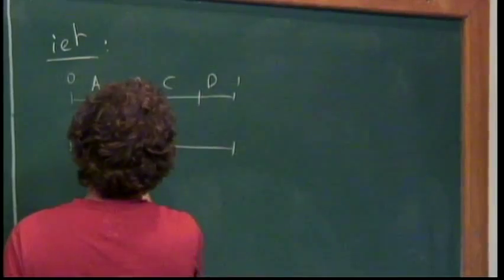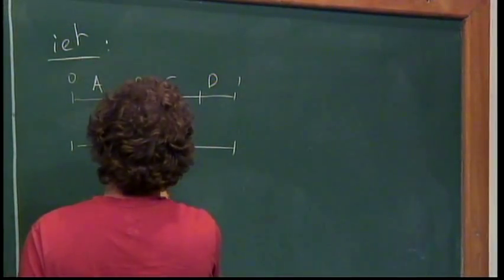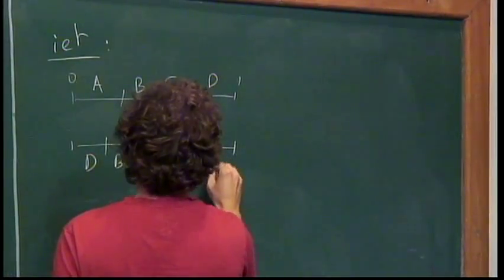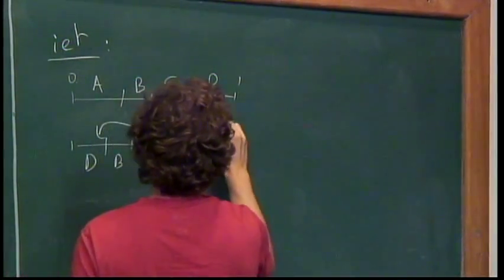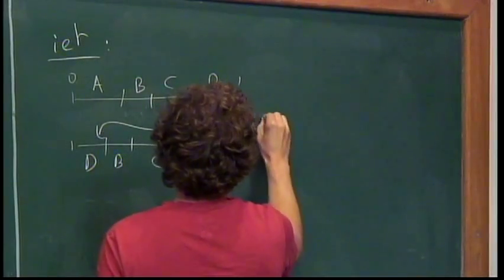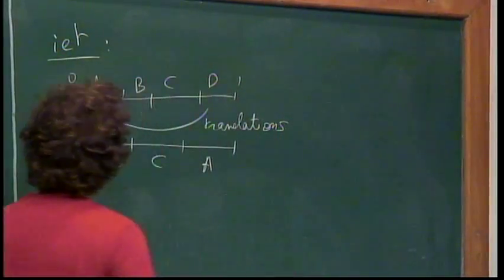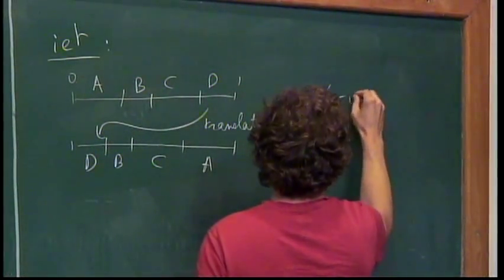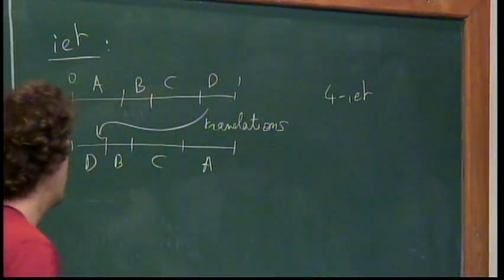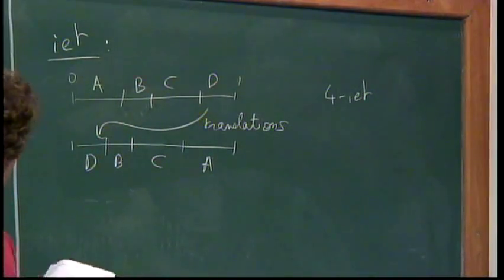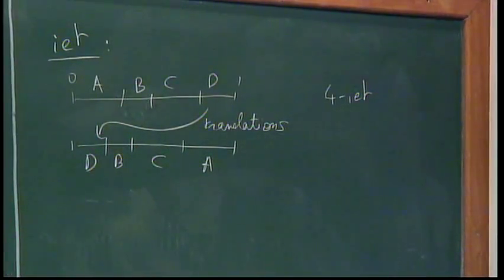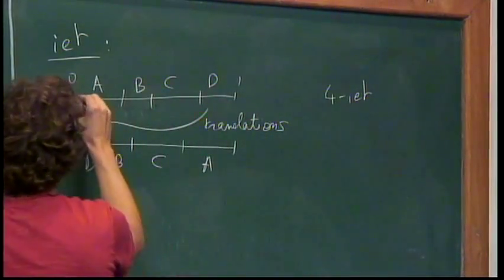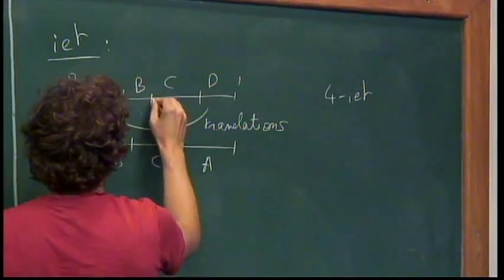So let's say D goes first, and then B, and then C, and then A. And these are translations. If you have such a map, I will call it a 4-IET, because there are 4 intervals with discontinuities. And there is another version of that theorem that does not look exactly at the recurrence rate, but at how well the discontinuities approach each other.